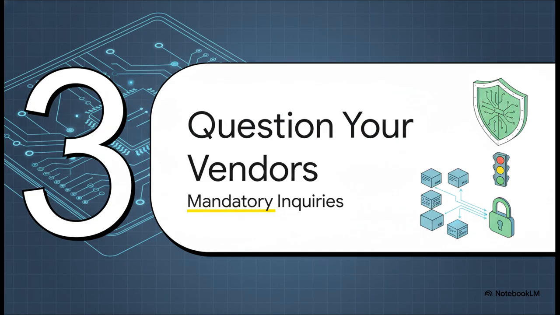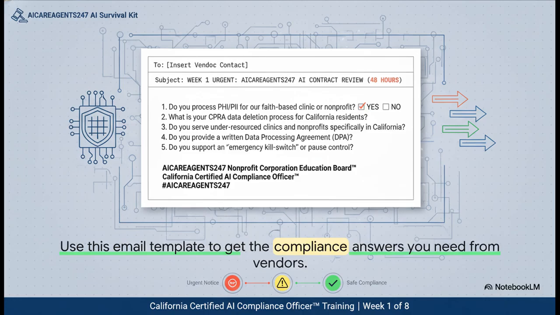So once your internal inventory is complete, the work is not done. We then have to move from this internal discovery phase to external verification. This next section covers how we deploy what I call mandatory compliance inquiries to your AI vendors. And we've created a practical, ready-to-use tool to help you with this, a vendor inquiry email template. Notice the subject line, it's urgent, and the questions are clear and direct. This isn't a casual request, it's a formal compliance inquiry, and it's designed to get you the specific answers you need to assess your risk.